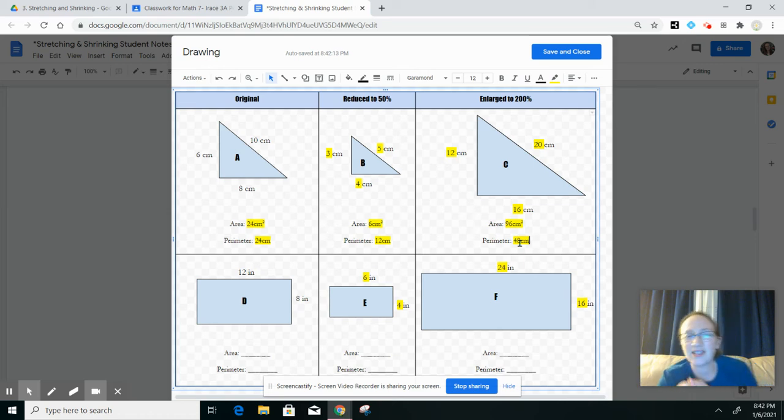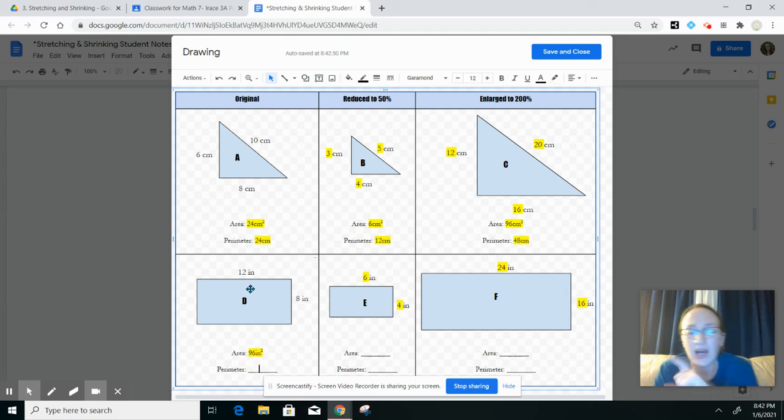Let's see if the same thing is going on with the rectangles. Okay, so, all right, rectangles, super simple, just multiply the length by the width. So our area here is 12 times 8, which is 96 inches squared. Sorry, my dog's next to me. She's being grumpy.